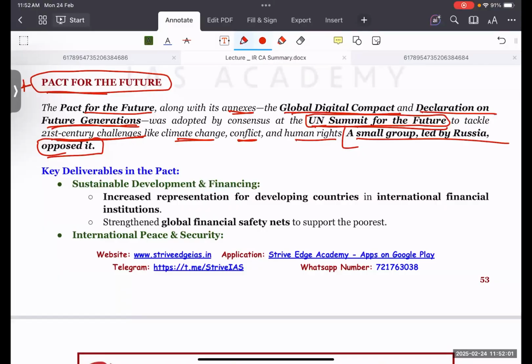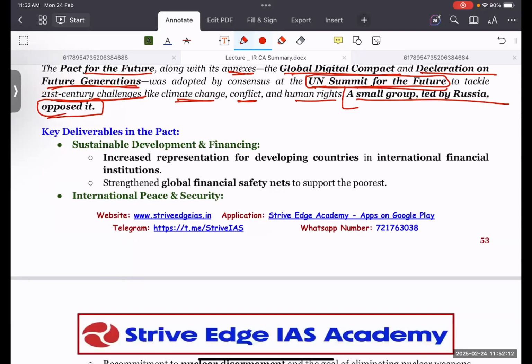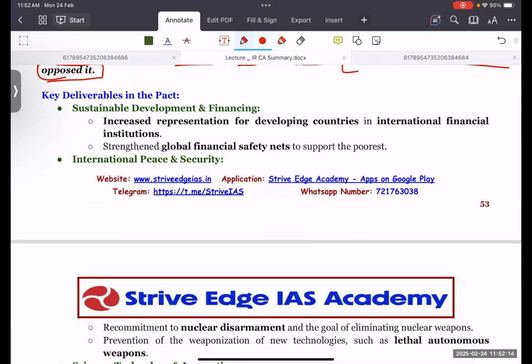This is what happened. The Pact for the Future, along with the Global Digital Compact and the Declaration on Future Generations, has been adopted by consensus at the UN Summit for the Future. Why? In order to deal with the 21st century problems.